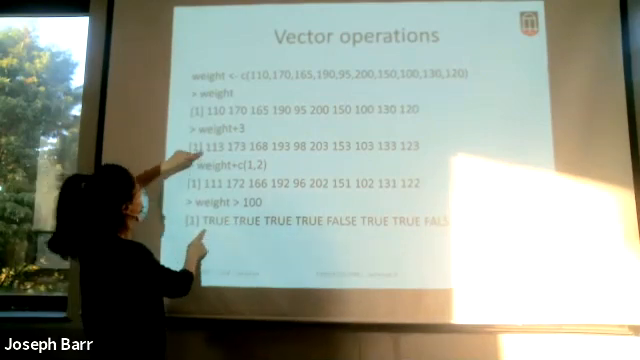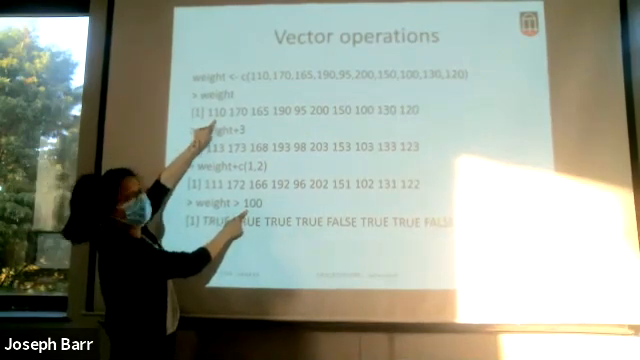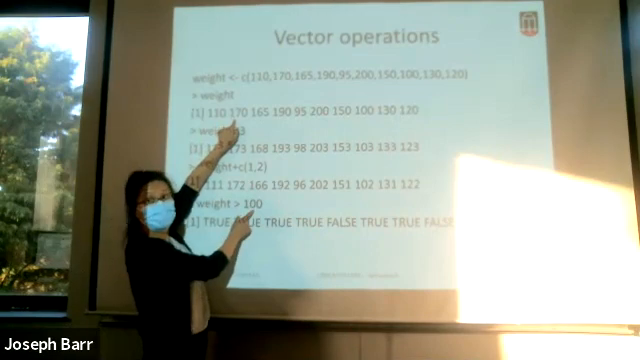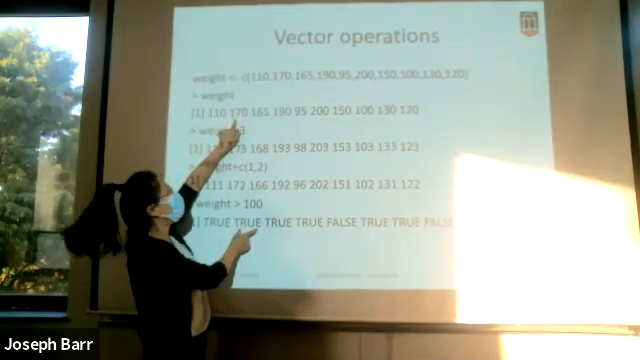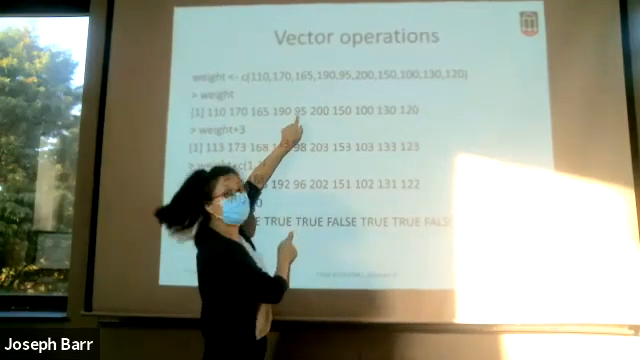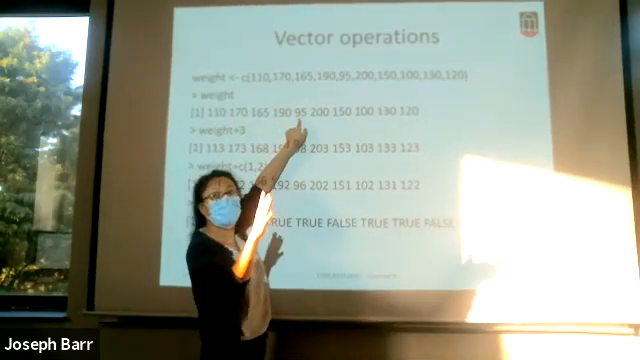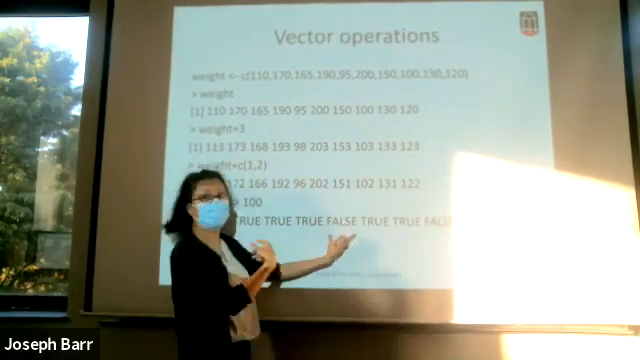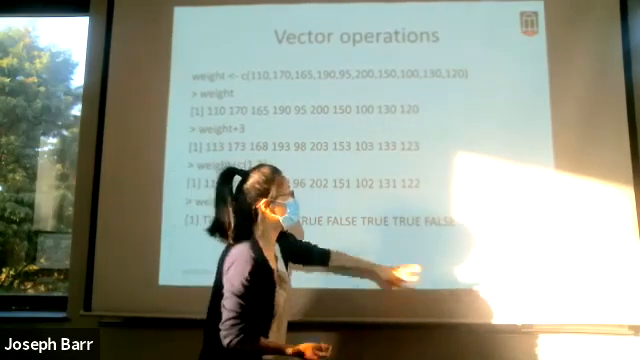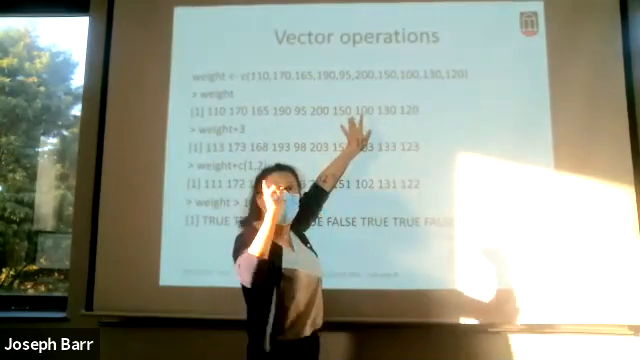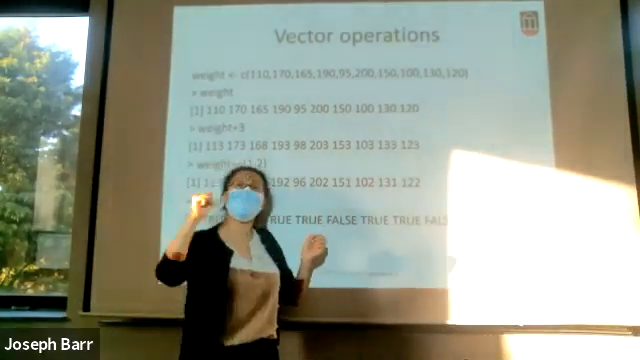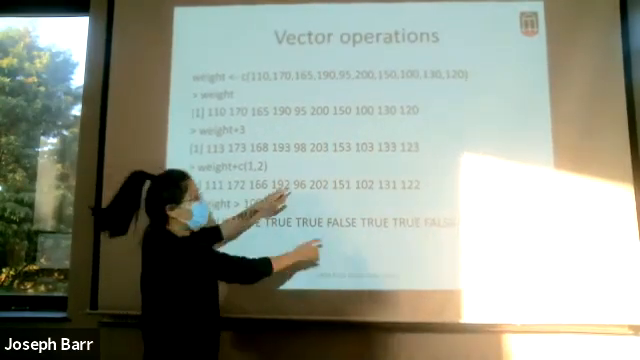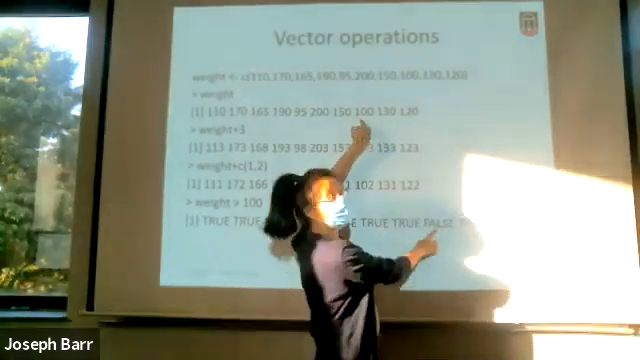For example, the first element here, the weight, is it larger than 100? Yes, it is true. And 170 is larger than 100? Yes, it returns true. True, true, true. But let's move to this element. 95 is not larger than 100, so this statement is false, and it just returns false. And also we have true, true, true. This one is also false. 100. Is 100 larger than 100? No. 100 is not larger than 100, so this one is false.